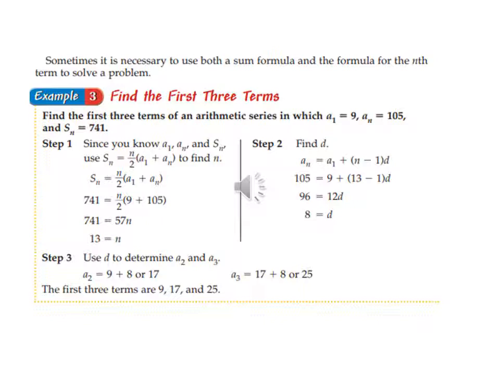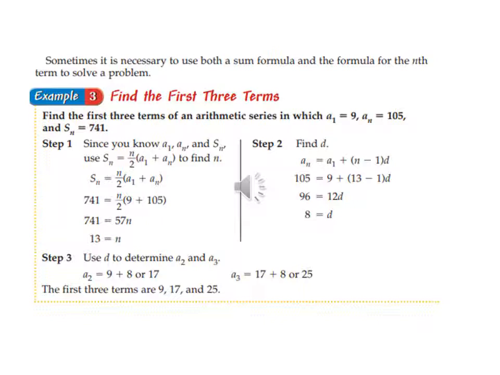Step 1, since you have the givens a1, an, and Sn, you can use Sn equals n over 2 times a1 plus an, and we want to find n. Step 2, find d, d equals 8.